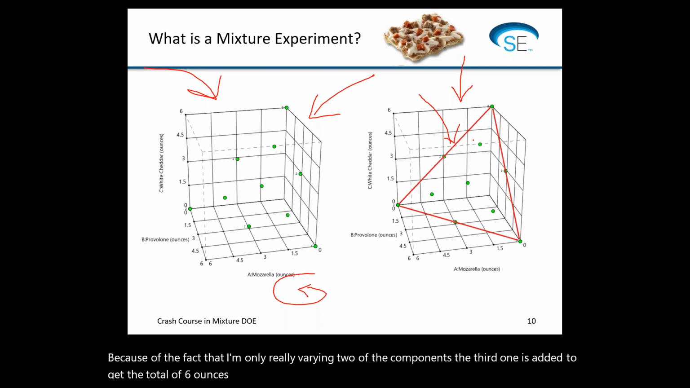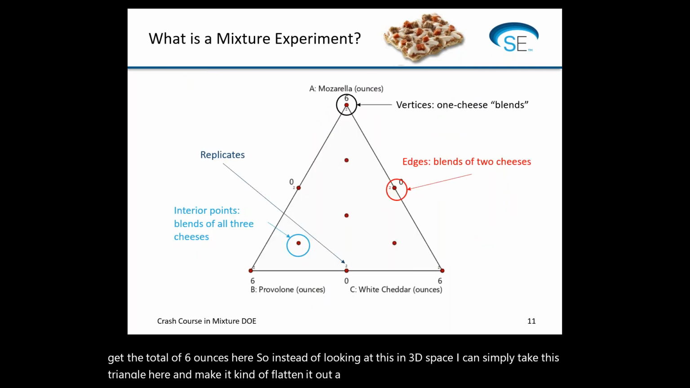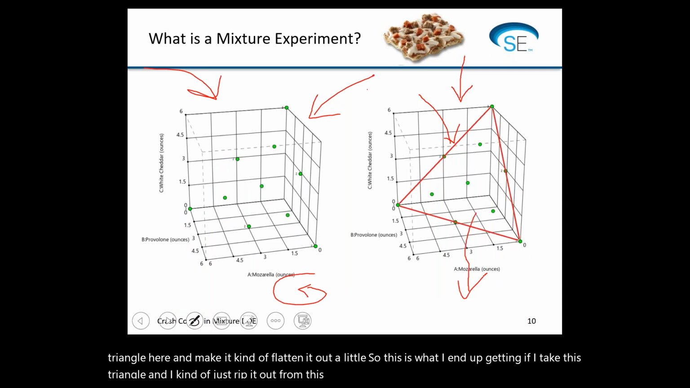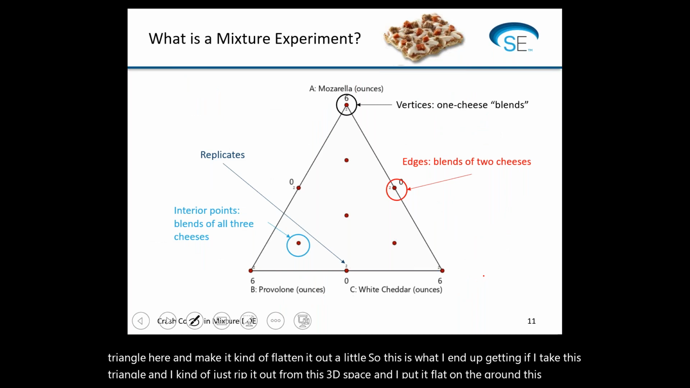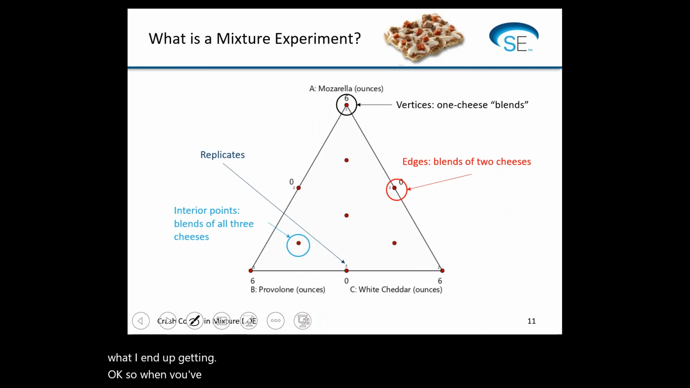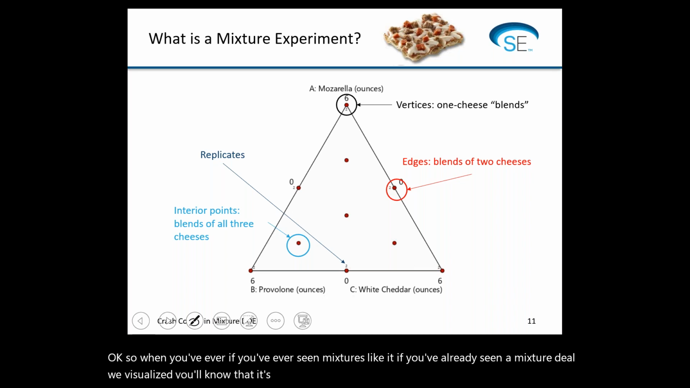So instead of looking at this in 3D space, I can simply take this triangle and flatten it out a little. So this is what I end up getting if I take this triangle and rip it out from this 3D space and put it flat on the ground. Okay. So if you've already seen a mixture DOE visualized, you'll know that it's not typically done in a square space. It's done in these triangular simplex spaces.